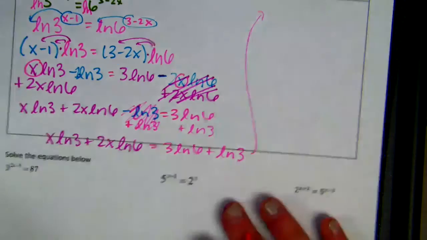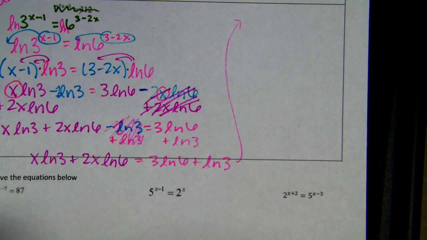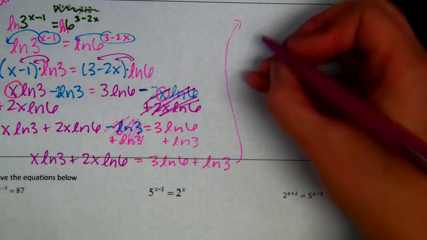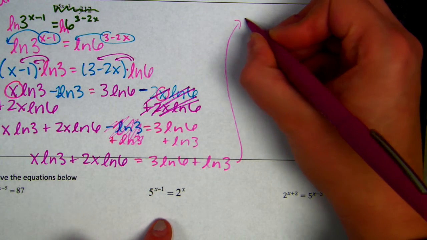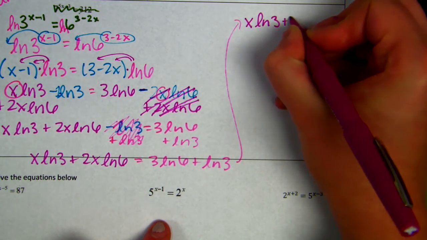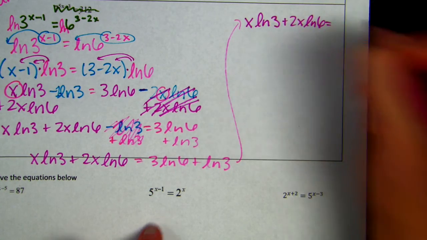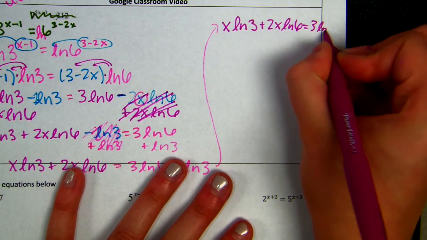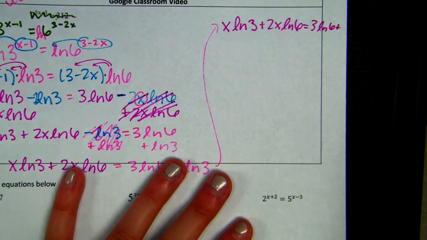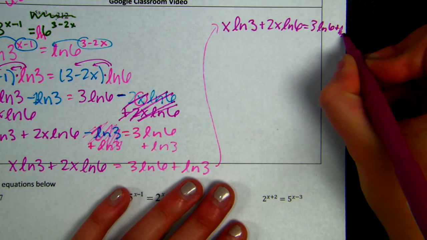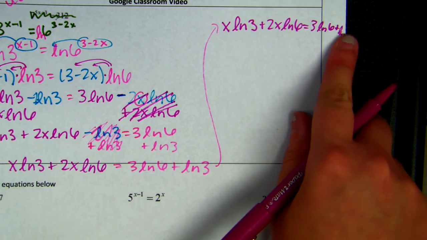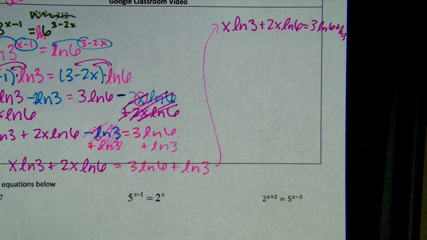So this is looking pretty good. I'm going to rewrite this up here at the top because then we need a little bit more room to finish up. So I'm just going to rewrite it. So don't freak out. Rewriting it. x natural log of 3 plus 2x natural log of 6 equals 3 natural log of 6 plus, please have enough room, natural log of 3. I know that's tight, but we're just rewriting it right here.